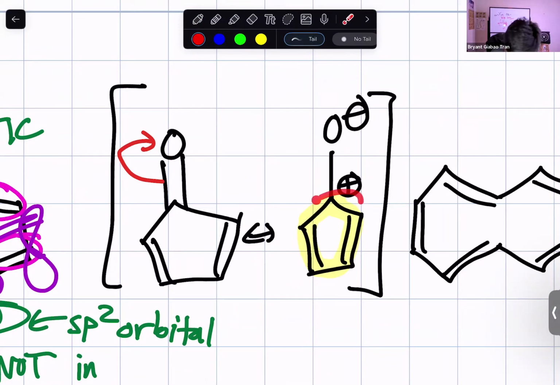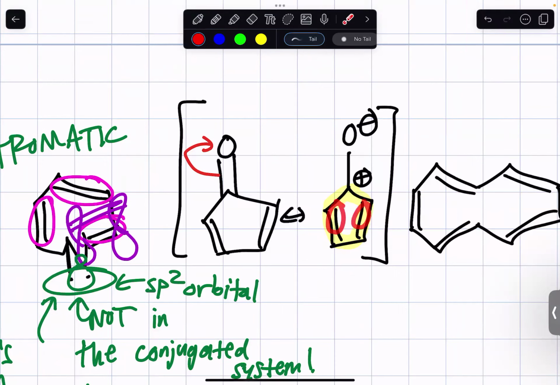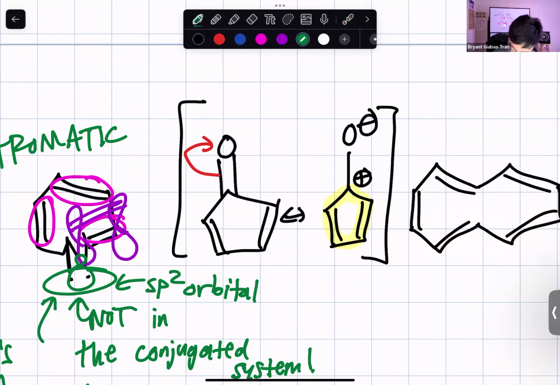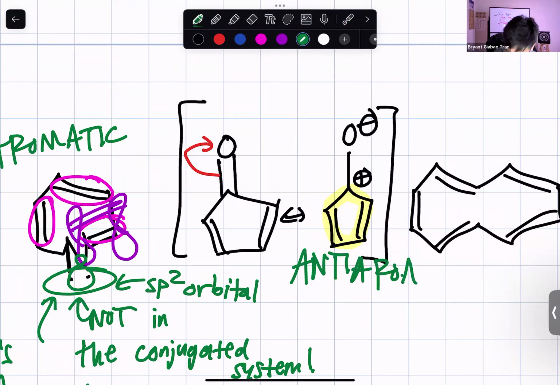So yeah. This structure here is cyclic. It is fully conjugated because we have sp2, sp2, sp2, sp2, sp2. And it is also planar, right? But how many pairs of electrons do you see here? Two. Right. Two pairs of electrons are doing resonance. That's an even pair, making this antiaromatic. Right. Even pair, antiaromatic. You got it.